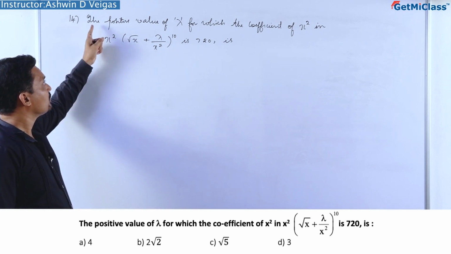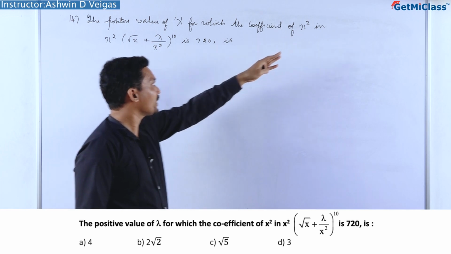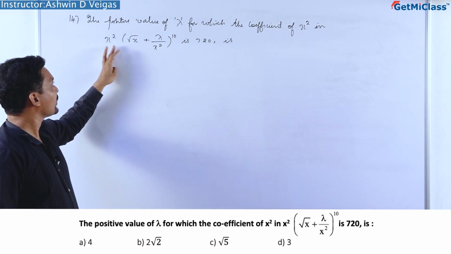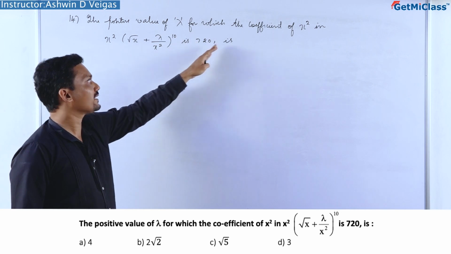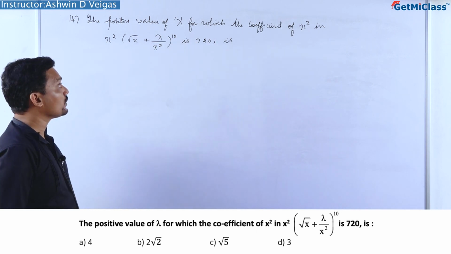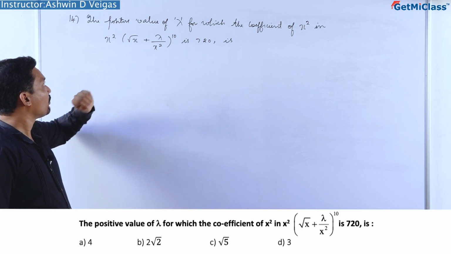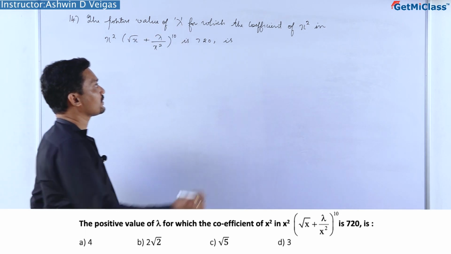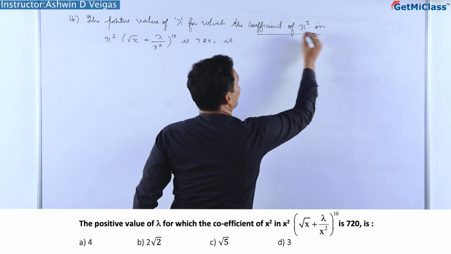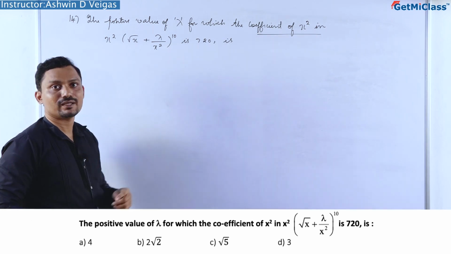14th question: the positive value of lambda for which the coefficient of x square in x square into (root x plus lambda by x square) power 10 is 720. So, now you have to understand this very carefully. It is a simple question, but we have to find the value of lambda.